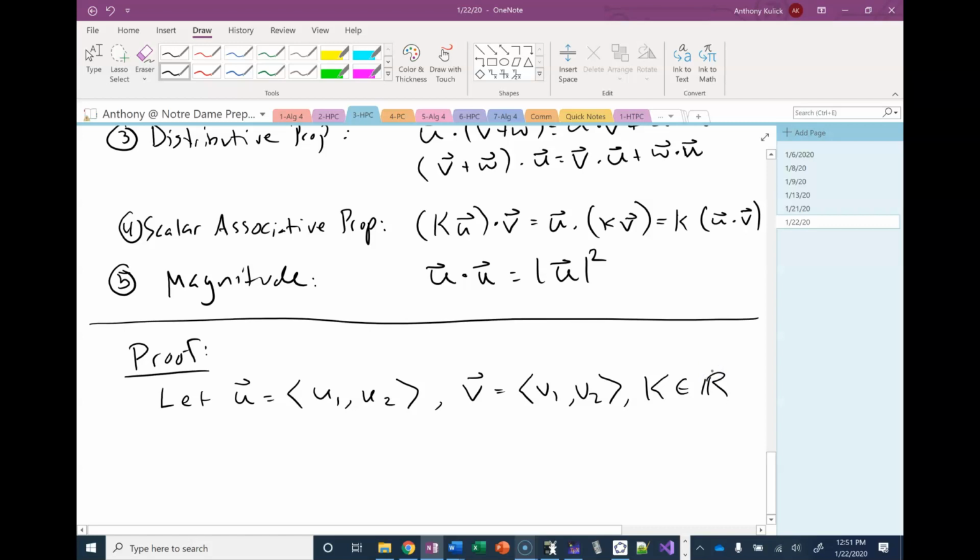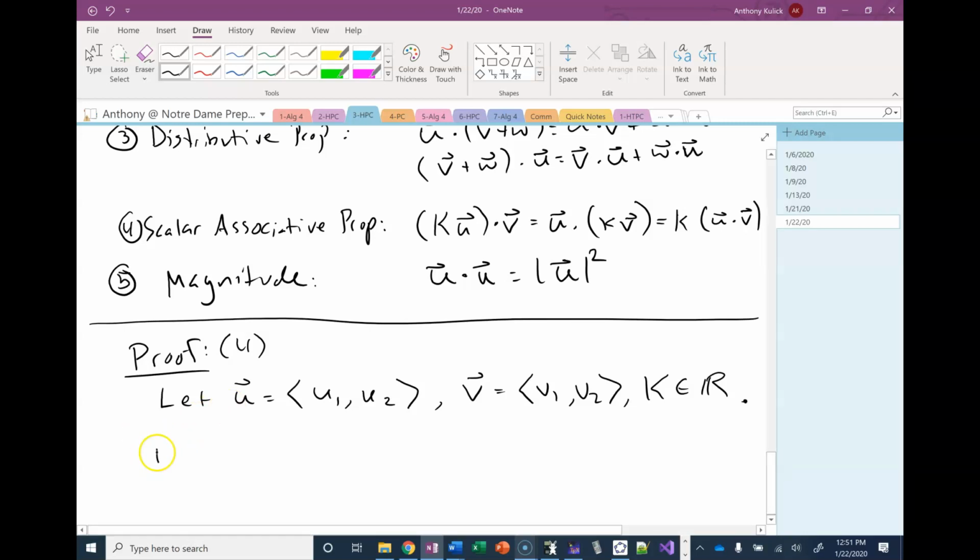Okay, so if we're doing property 4, the first thing I'm going to do is designate some variables. I'm going to call vector u the vector u1, u2. I'm going to say vector v is the vector v1, v2, and I'm just going to say k is any real number.